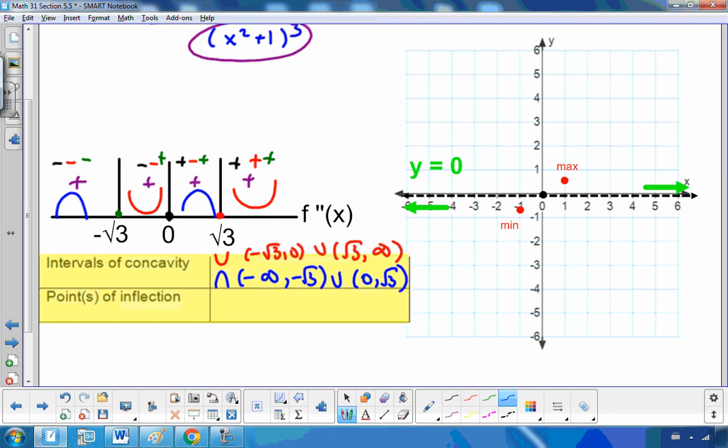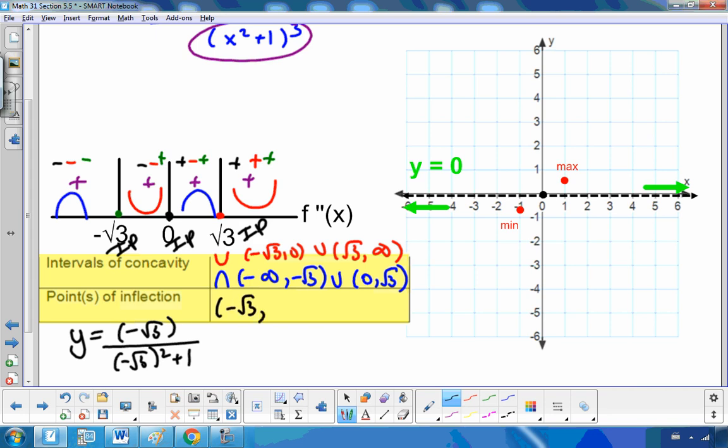Okay, so looking at this, I don't have any restrictions in my original domain, so it looks like I have an interval point here, here, and here. So 3 different inflection points. So if we look at this, I have an inflection point at negative root 3. So putting that into my original equation, I would have negative root 3 all over negative root 3 squared plus 1. So that works out to be an inflection point at negative root 3 and negative root 3 over 4.